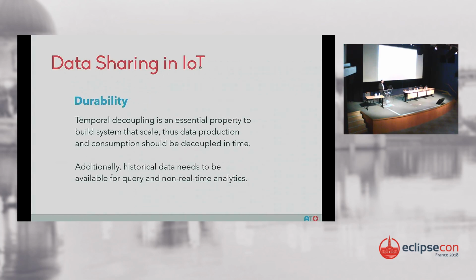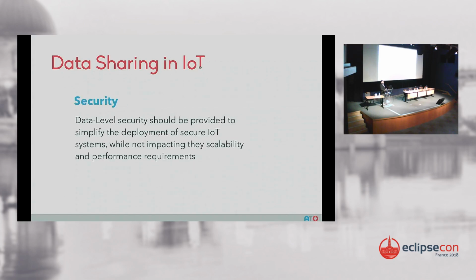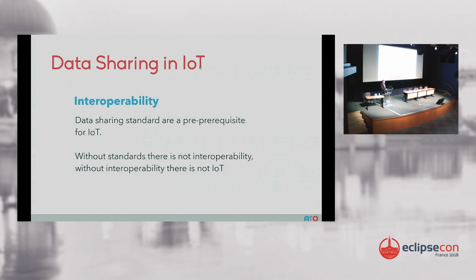Another key characteristic is time decoupling. A data publisher should be able to publish some data in the system and then leave the system. And a subscriber should be able to connect to the system and get this data afterward, right? Security is obviously also a concern in IoT in general, but in data distribution as well. And interoperability is also key, because without interoperability, we won't have IoT.